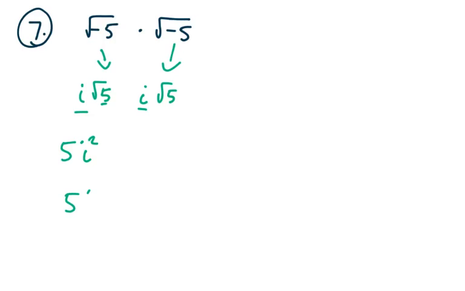Looking at the next one, you should pause the video now and try this. I'm sure you guys can do this on your own, but we'll do it together now. So this becomes i square root 5. The other one is the same exact thing, so it's i square root 5. So we end up getting i times i is i squared, and square root 5 times square root 5 is 5. So it's 5i squared. Again, i squared is -1, so this is 5 times -1, which is -5.